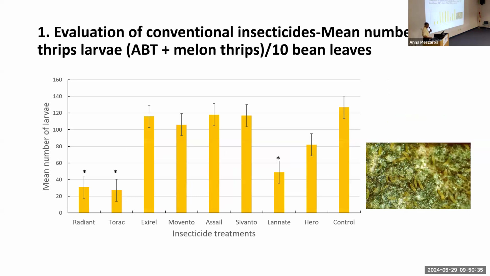This shows the larvae. Previous 2 slides, I showed the control of adults. Here it shows the larvae. In case of larvae, you can see that Radiant, Torac, and Lanate, it's almost the same result as the first slide, which was for Asian bean thrips adults. So it tells us that most of the larvae belong to Asian bean thrips. That's why we found exactly the same result. Radiant, Torac, and Lanate provided good control of these larvae.